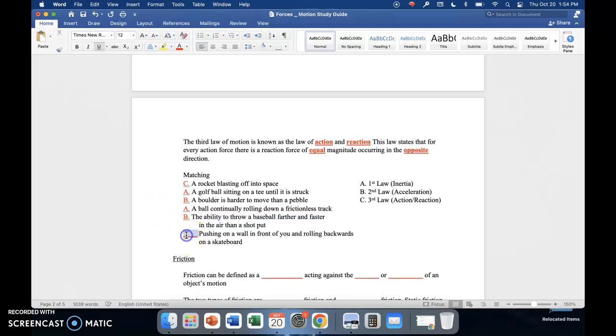And again, pushing a wall in front of you and rolling backwards on a skateboard, the wall pushes back with an equal but opposite force. So that is our third law of motion. Now I'm going to have to stop this video here. Your sub will move into the second video, and we will start talking about friction.